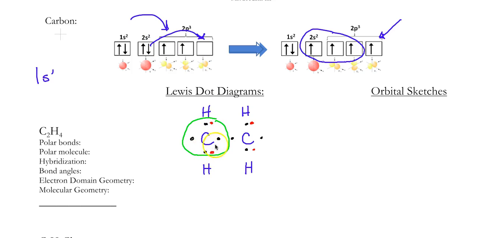So 1, 2, 3, 4, 5, 6. Each carbon is sharing a total of 6. That's not going to work out. It needs to get 8. So let's get rid of this and go back to where we're working. Let's move this electron and this electron of each carbon and put them to each other to make a double bond.